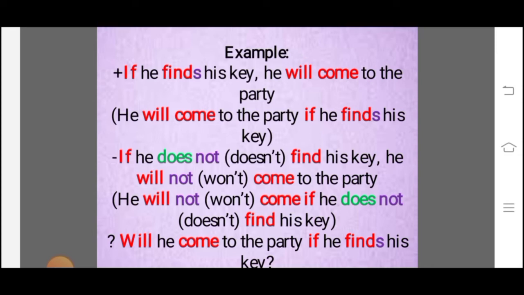Now, look at negative sentence. In negative sentence, we use auxiliary verb does because of subject. When it is used auxiliary verb does, we don't add ending S. For example, if he doesn't find his key, he won't come to the party.